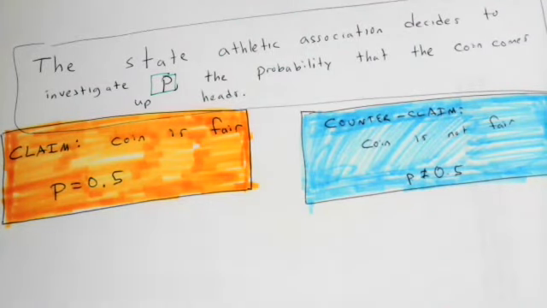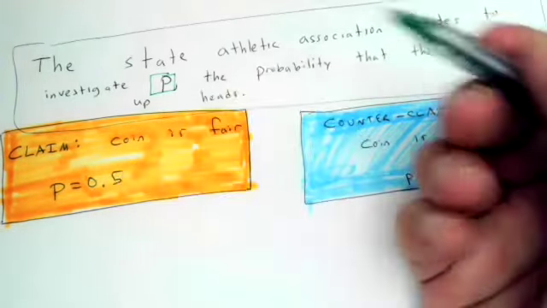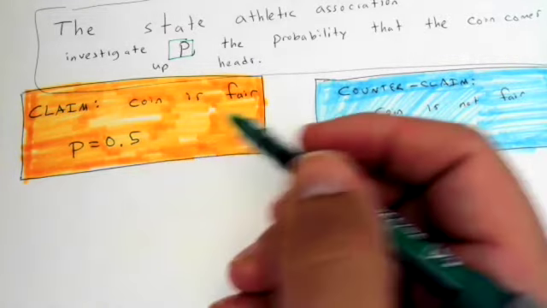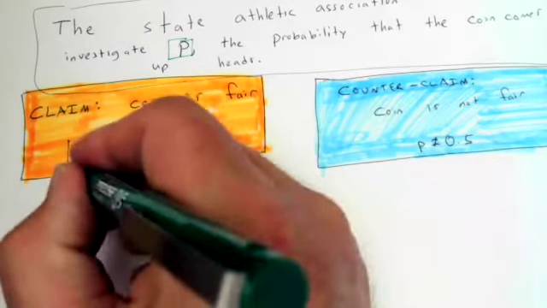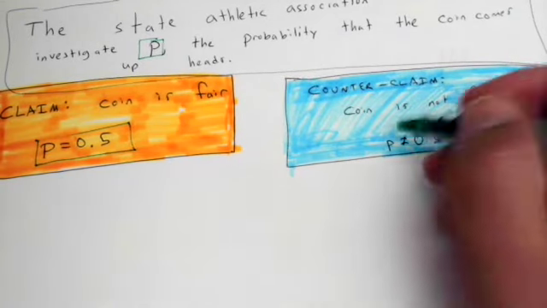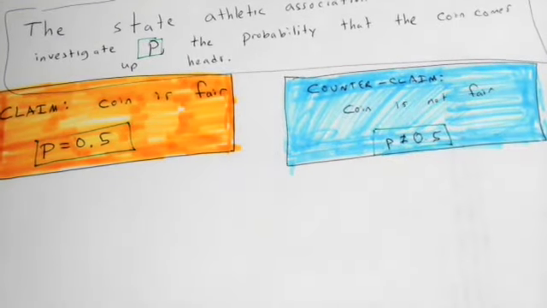So in this scenario, the State Athletic Association decides to investigate P, which is the probability that the coin comes up heads. This is actually the proportion of the time that the coin comes up heads. P stands for proportion. So we have two competing claims. The first claim is that the coin is fair. Heads and tails are equally likely. In that case, we would be looking at P is equal to 0.5. The counterclaim is that the coin is not fair, and so that would be the statement that P is not equal to 0.5.